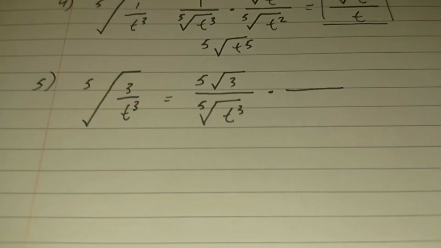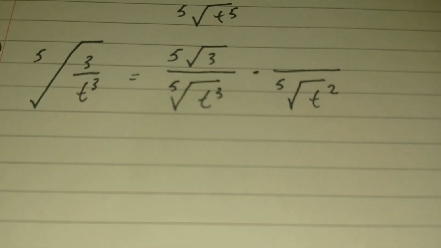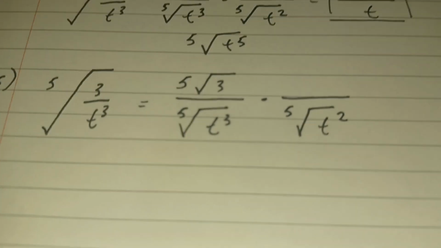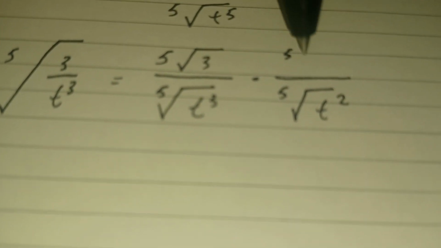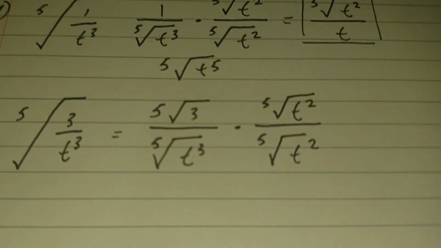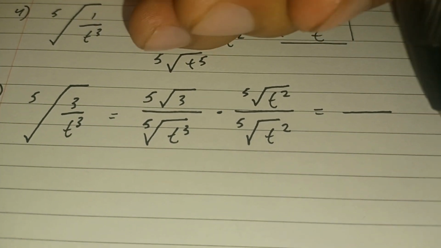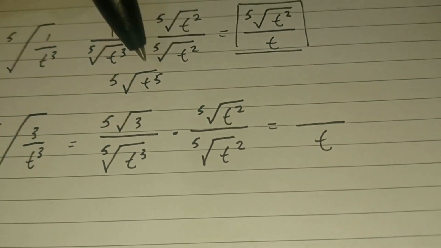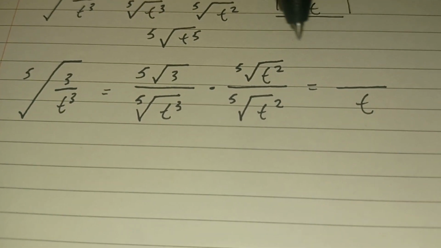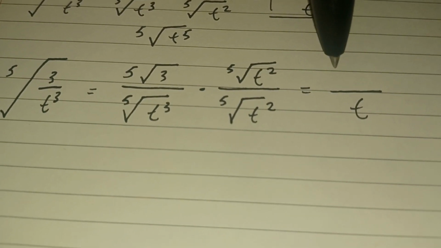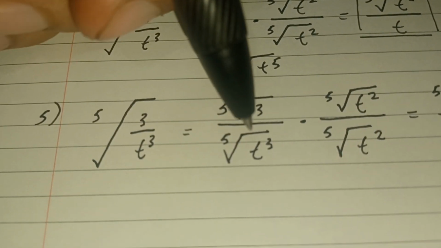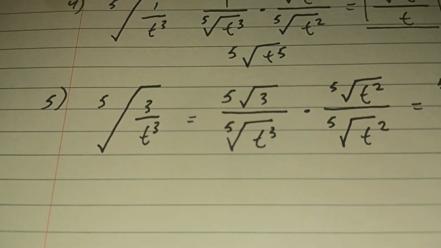So let's do this. Again, we have the fifth root of what will give us t to the fifth power. That's going to be t to the second power. That will give us t to the fifth power when we multiply it with this. Again, same with the numerator, the fifth root of t to the second power. Now we multiply. We know the denominator is going to just give us t because we saw it right here. It just cancels out.